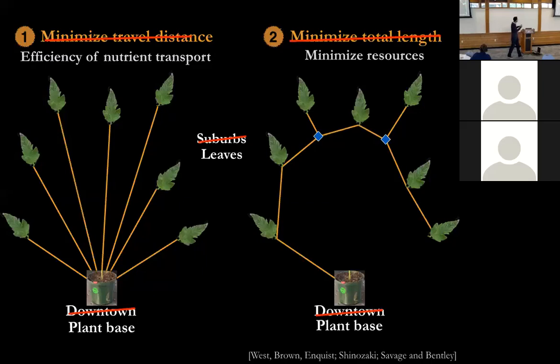Okay, so are these the right objectives for thinking about plants? I don't know, but let's just hang in there for a second and think about, let's say these are important in some way, or they're correlated with something that's important. How well would a plant resolve this tension between these two objectives? Okay, this is what I want to talk about today.